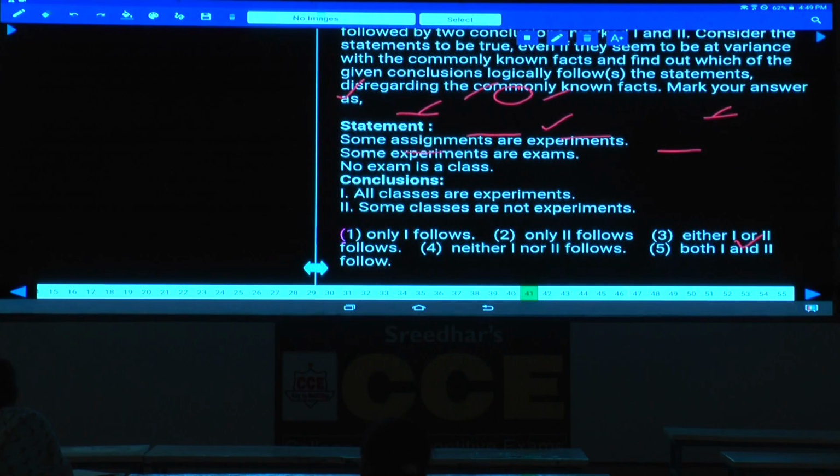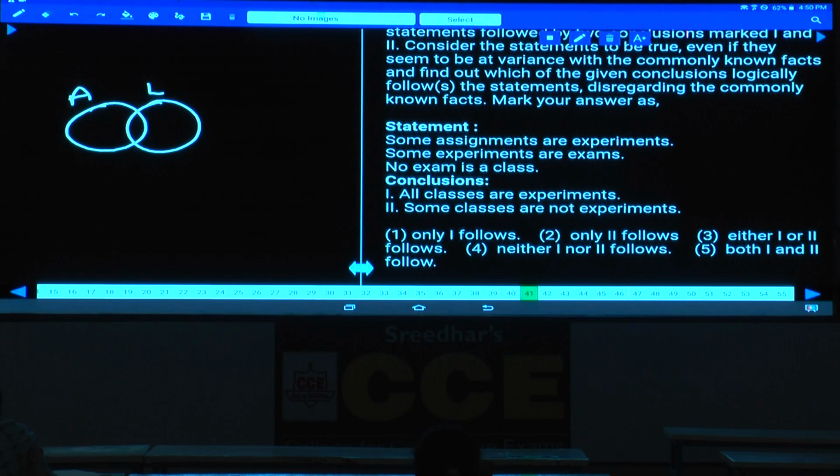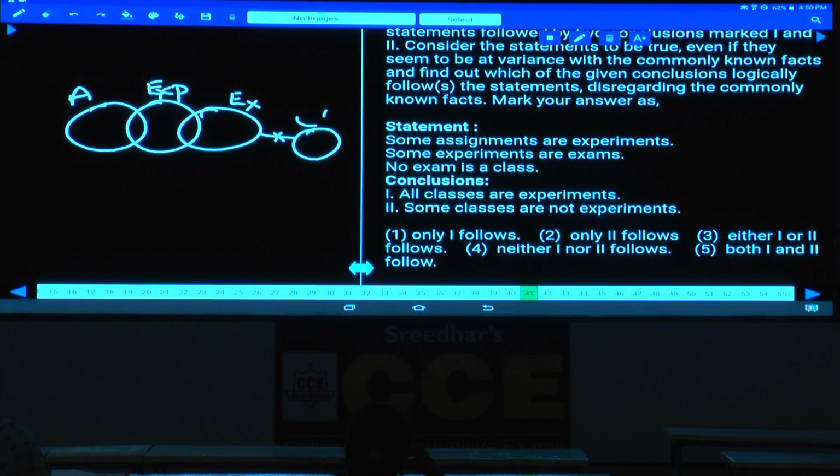Now in these question numbers 41 to 45, tell me what is the information here. Some assignments are experiments. This can be written like this: assignment, and these are experiments. Some assignments are experiments and some experiments are examinations. Now these are some of the experiments which are examinations, and no exam is a class. No exam is what? No exam is a class. This is the information we have.